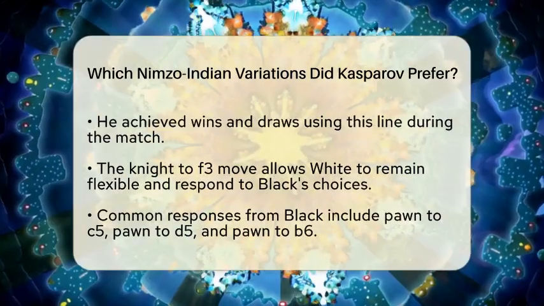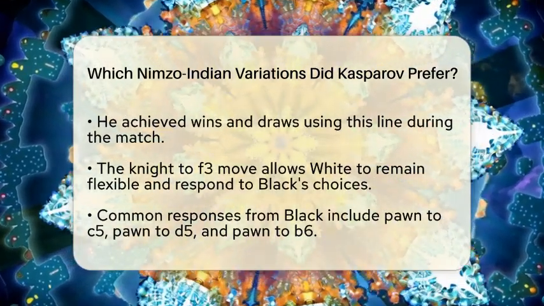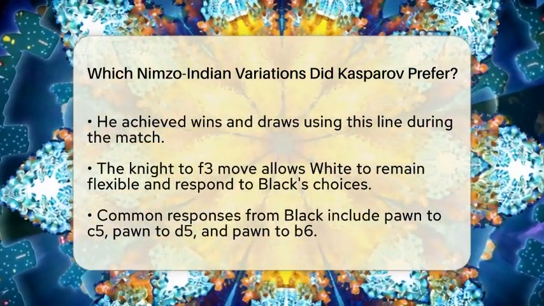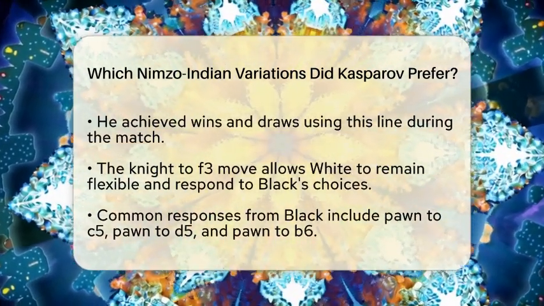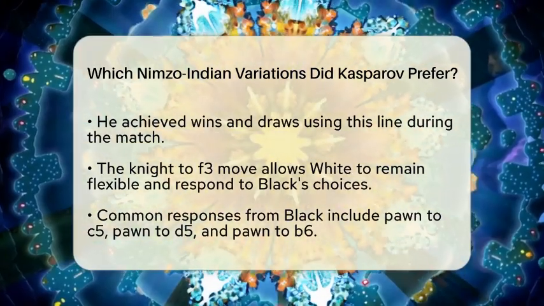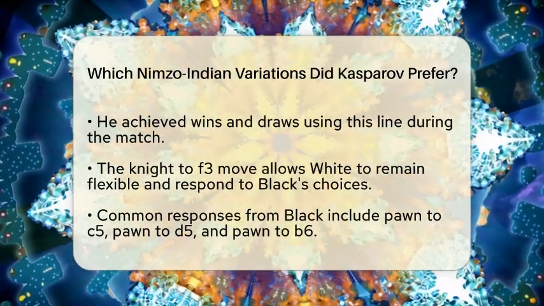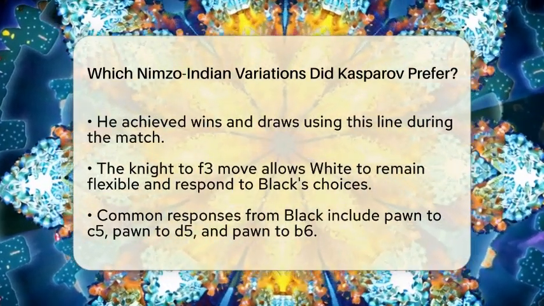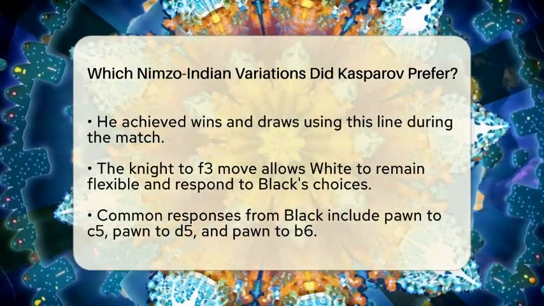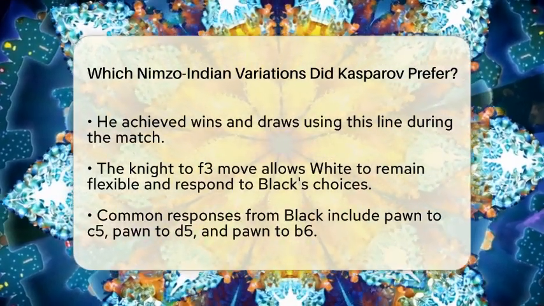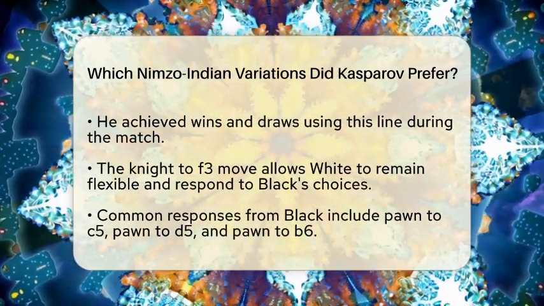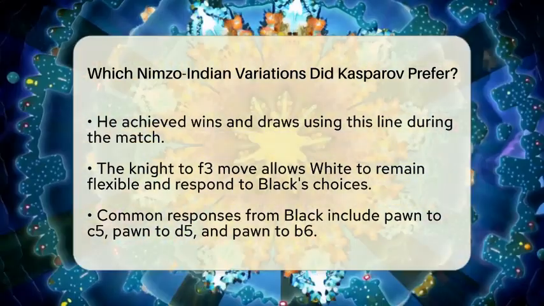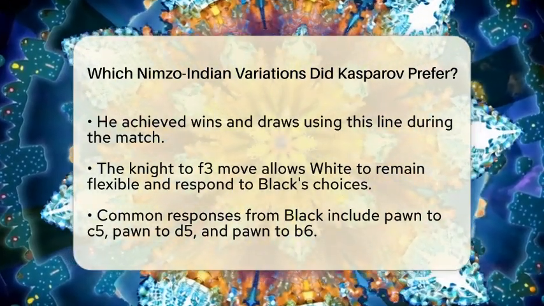The move knight to f3 is a flexible development, allowing white to wait and see how black responds. Black's most common replies in this variation include pawn to c5, pawn to d5, and pawn to b6. The move pawn to c5 is particularly important as it keeps the game within the Nimzo-Indian territory, often leading to complex positional play. After pawn to c5, white usually plays pawn to g3, aiming to fianchetto the bishop.